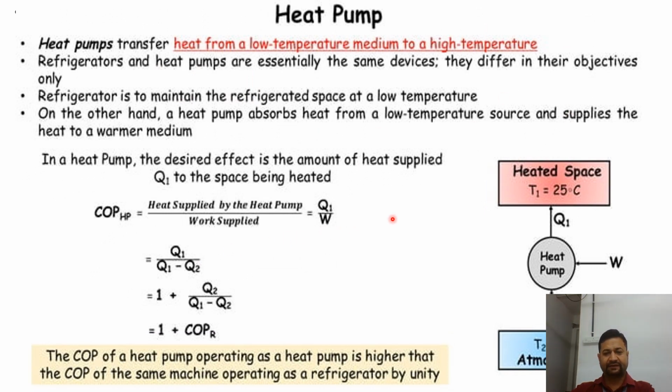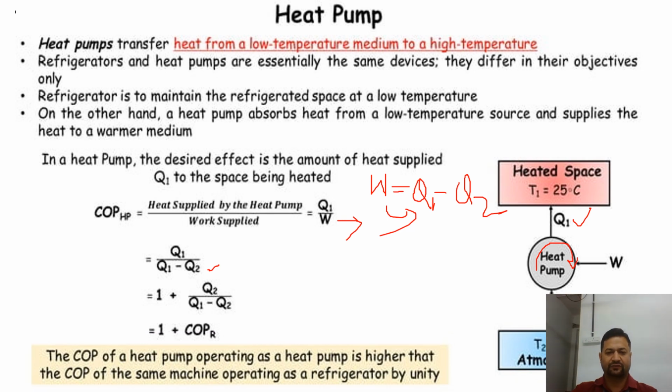Now for the heat pump, the COP, coefficient of performance, will again be desirable effect over work input. What is the desirable effect? Desirable effect is your Q1. So Q1 divided by W. W means what? This is a cyclic process, so we will apply the first law of thermodynamics: summation of Q equals summation of W. W will be equal to how much? Q1 is heat added to the system minus Q2. So we can write, instead of W, Q1 minus Q2. So this is your formula for COP of heat pump.